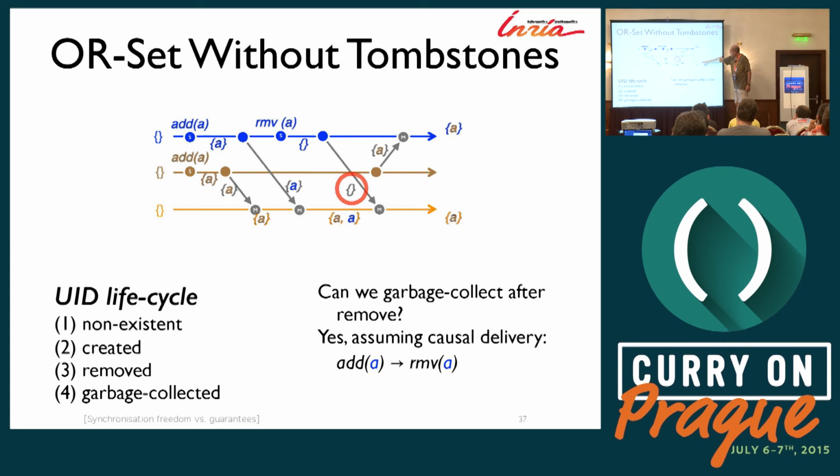And when it gets here, this guy's going to say, well, I saw a blue A that was inserted. And now blue tells me there's no A, right? And because of causal ordering, I know that it cannot be swapped, right? So if I saw blue A and now there's no A, it means that A has been removed. And I can take it out. So I don't actually need the tombstone.